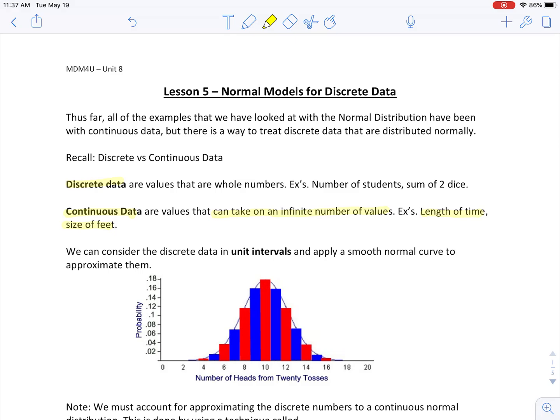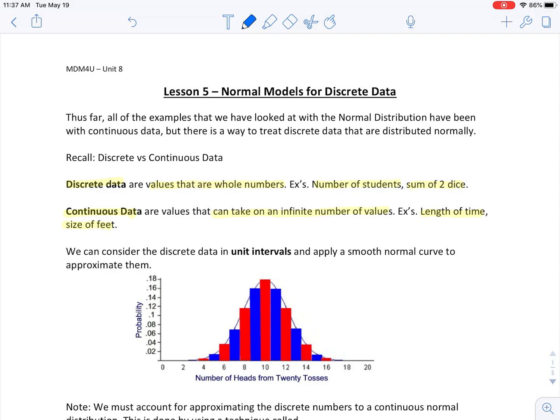But discrete data is just data that are whole numbers. So things like the number of students in our class. You can't have fractions of students or decimal versions of them. Also the sum of two dice, for example. If we rolled two dice and added those numbers together, so 2, 3, 4, all the way to 12, you don't have anything in between those numbers.